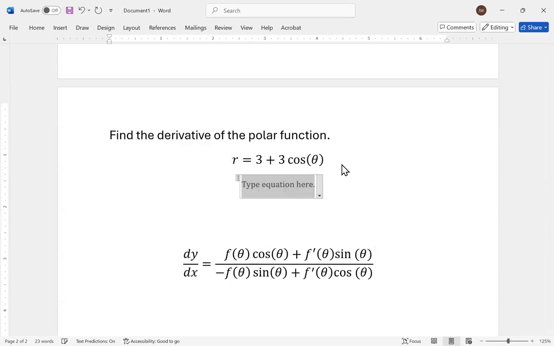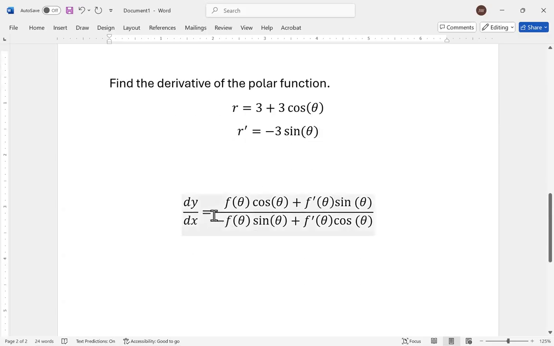In this case, our r prime is simply going to be the derivative of 3 plus 3 cosine theta. The 3 will go away, become a 0, and then for 3 cosine theta, when we take the derivative of that, I get negative 3 times sine of theta. And that's it. That's all we need. Now we can go plug that into our derivative formula.